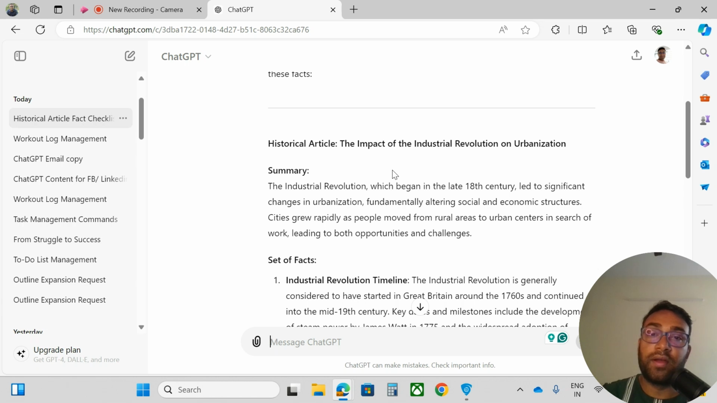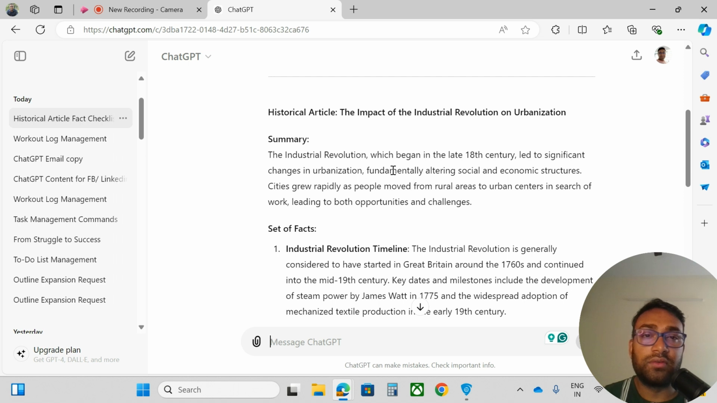It's saying the historical article topic is the impact of the industrial revolution on urbanization. Okay, this is the historical article. The summary is this: the industrial revolution, which began in the late 18th century, led to significant changes in urbanization, fundamentally altering social and economic structures. Cities grew rapidly as people moved from rural areas to urban centers in search of work, leading to both opportunities and challenges. So now you can see it has given a summary.